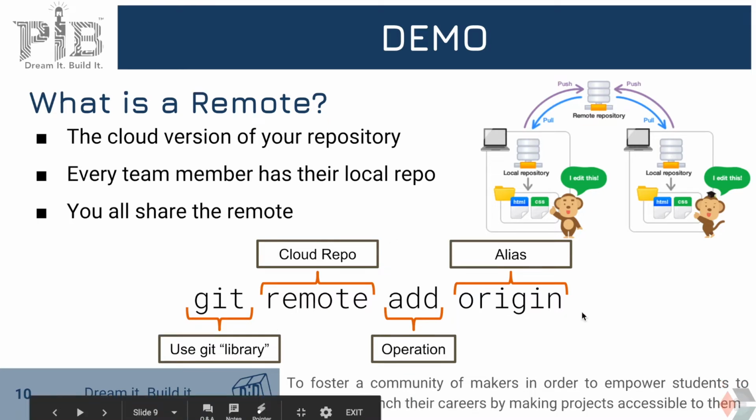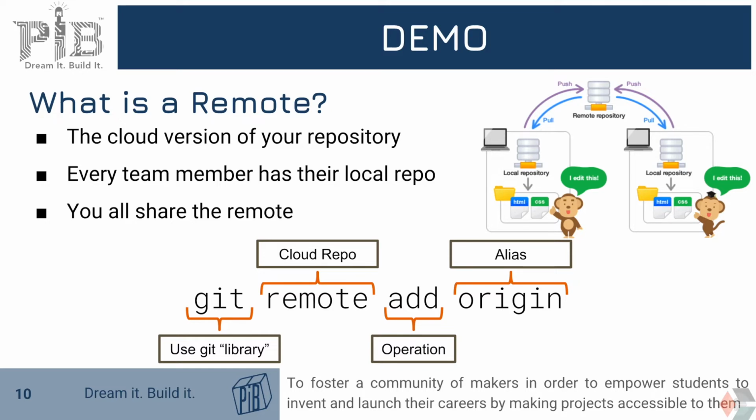And the way we're going to do that is this command here. Remote tells us that we're working with the cloud repository. We're going to add it, and we're going to tell it that it's the origin. The reason we have an alias is that you can actually have multiple cloud repositories that you sync to, and you can specify which one you want to send these changes to.